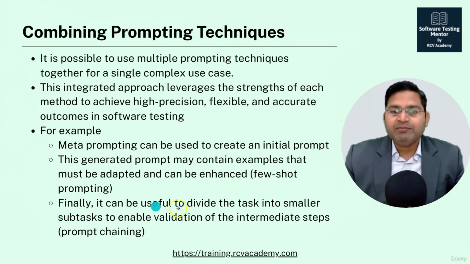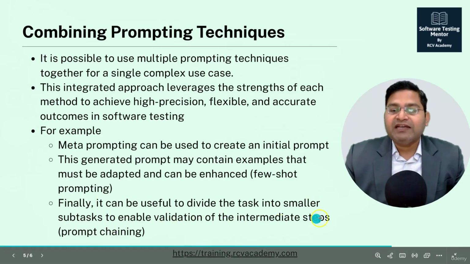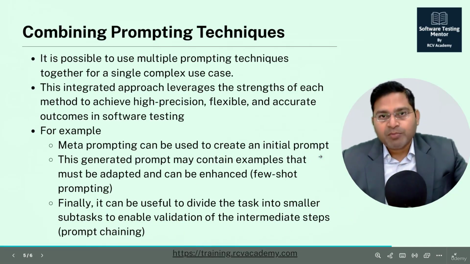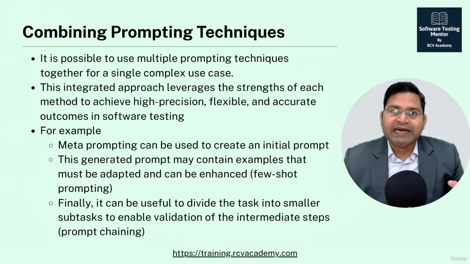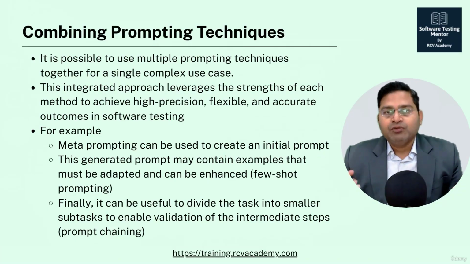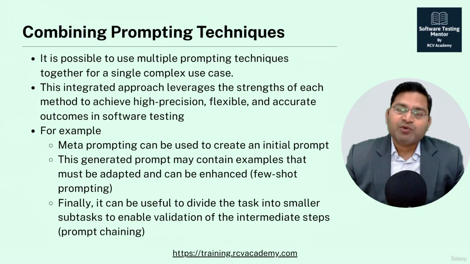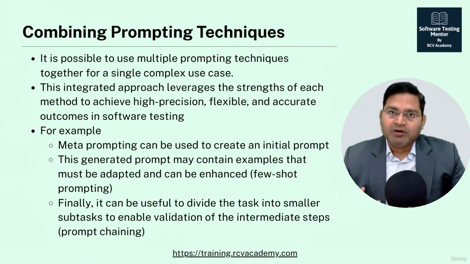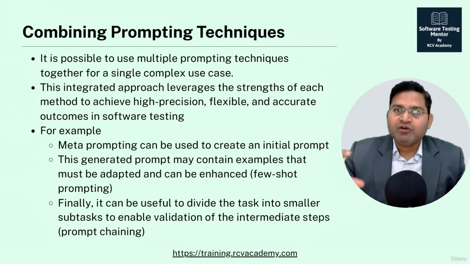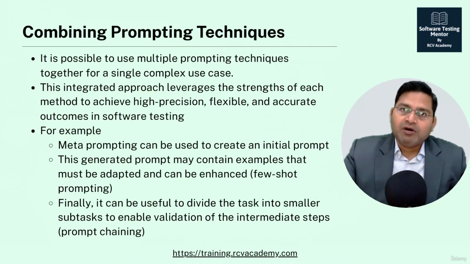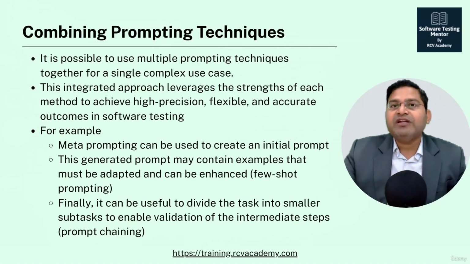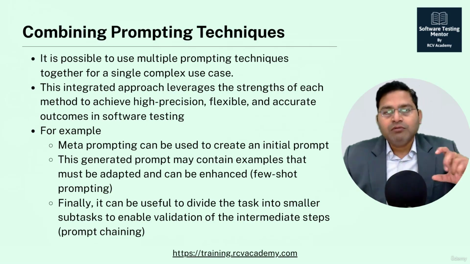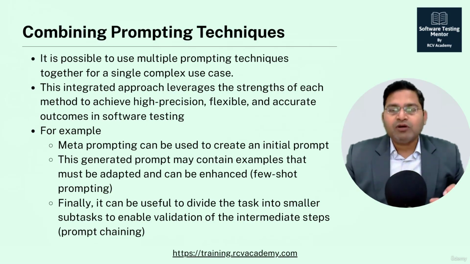Then finally, it can be useful to divide the task into smaller subtasks to enable validation of the intermediate steps, which is prompt chaining. So starting with meta prompting, getting a prompt, then using that and adding more examples. You just say add more examples in this prompt, and you get a few shot prompt, or a prompt which has the examples of few shot prompting. You use that prompt, or you use prompt chaining to even refine that prompt further, or refine the outcome further. So not only to get the prompt, but also the outcome.